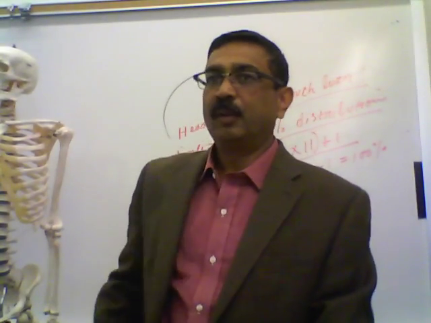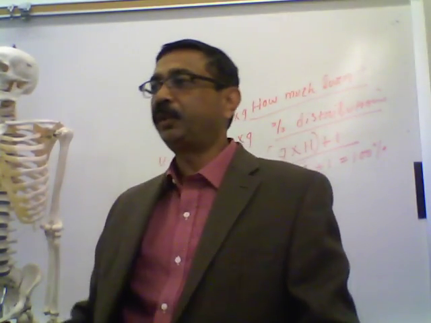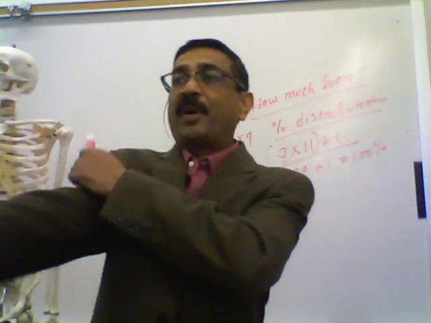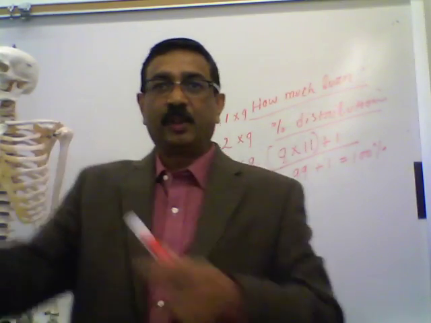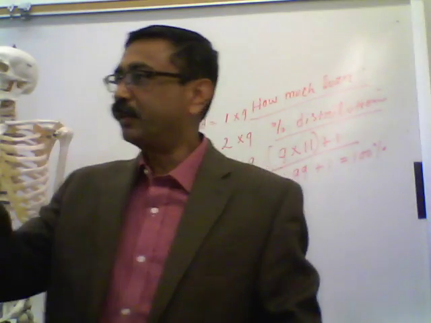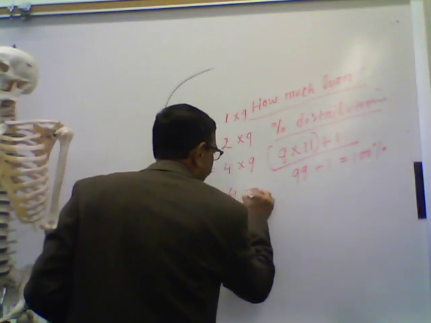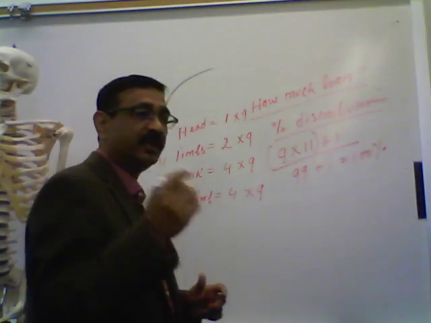Each lower limb is 2 nines. Front is 1, back is 1. So each lower limb is 2 nines. Each upper limb is 1 nine, right? Each lower limb is much bigger than the upper limb. So each lower limb is 2 nines. So the lower limbs together are 4 nines because each is 2.